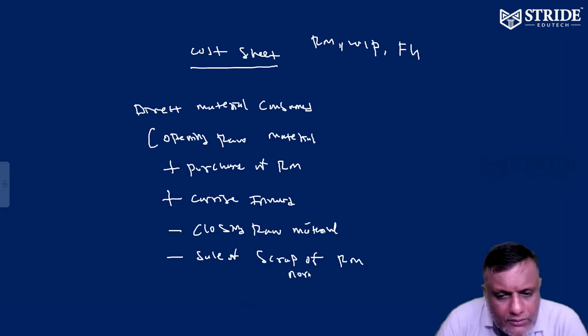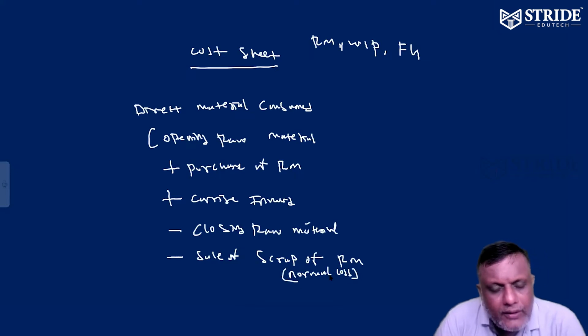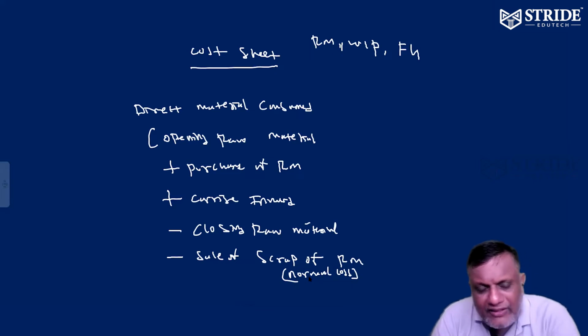It's a normal loss. So generally, direct material consumed is opening raw material, plus purchase of raw material, plus carriage inward, the freight inward we have to pay to bring the material to the present location. Please add it to the material cost, minus closing raw material, minus sale of scrap of raw material. Suppose any scrap is produced out of raw material, it has to be sold, and the revenue we are generating we have to subtract from the cost.